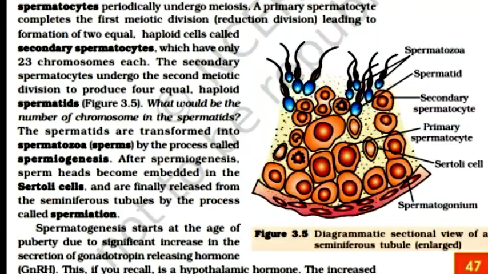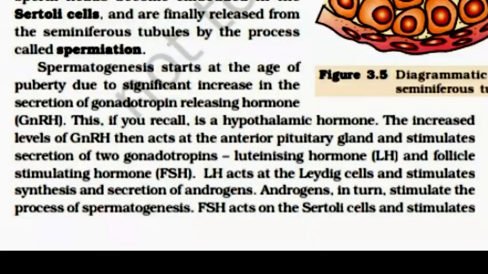The spermatids are transformed into spermatozoa by the process called spermiogenesis. After spermiogenesis, sperm heads become embedded in the Sertoli cells and are finally released from the seminiferous tubule by the process called spermiation. The spermatogenesis starts at the age of puberty due to significant increase in the secretion of gonadotropin-releasing hormone (GnRH).